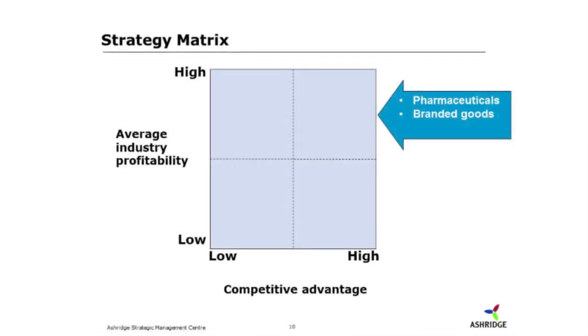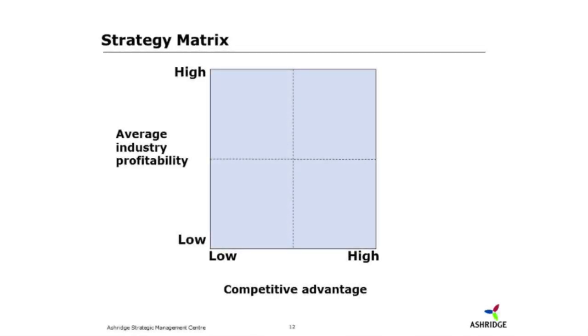So for example, pharmaceuticals is well known as a very profitable business. Branded goods is often quite a profitable business. On the other hand, other businesses like the airlines business are notorious for being very unprofitable.